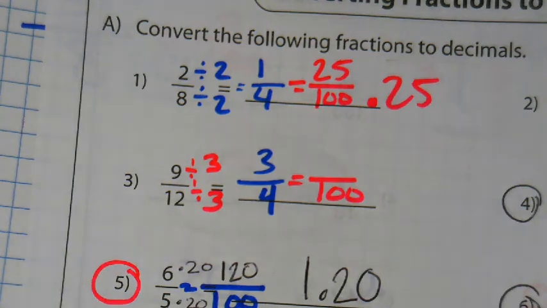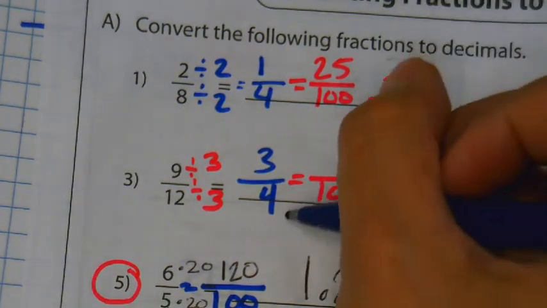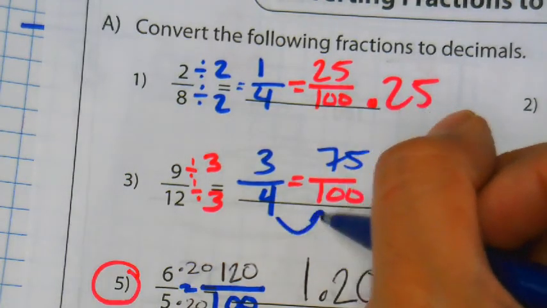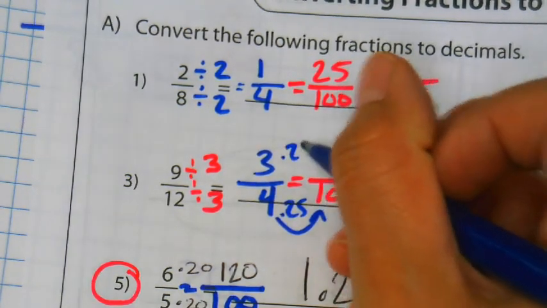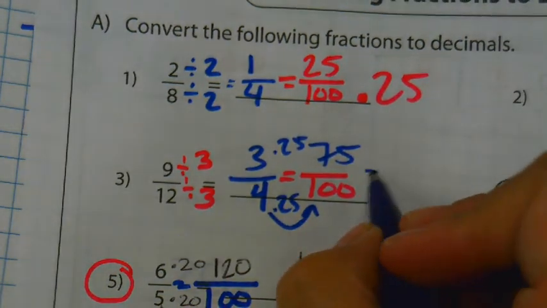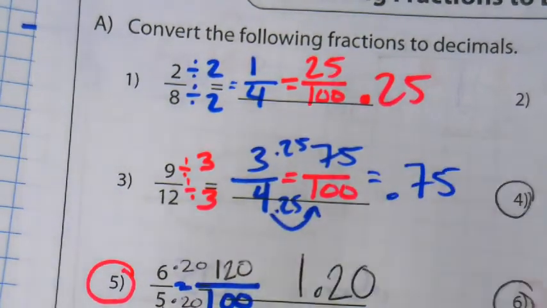What's our top number? 75. How do we get that? For kids who are like, how did she get that? How did we all get that? Multiply by 25. Okay. So what's our decimal? We actually are not done with this. 0.75.